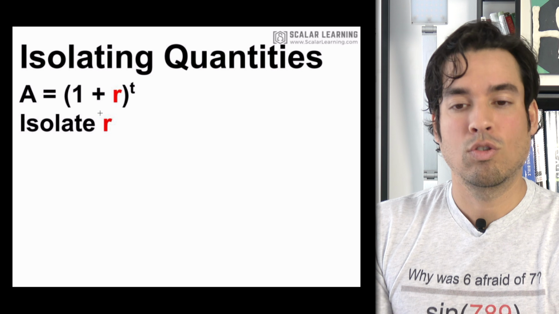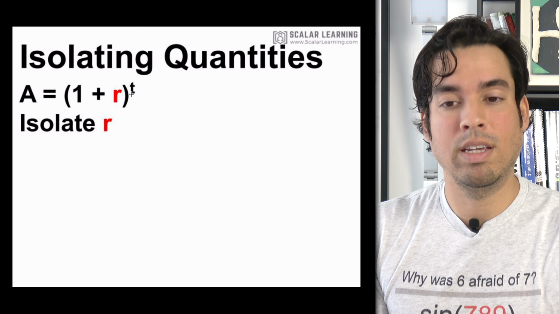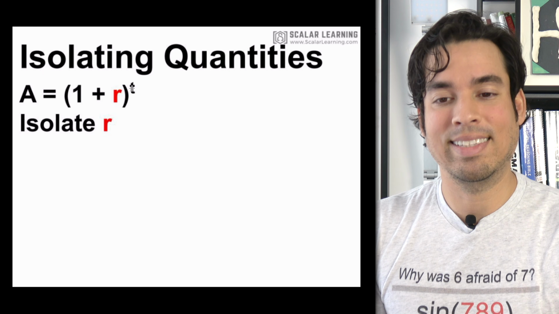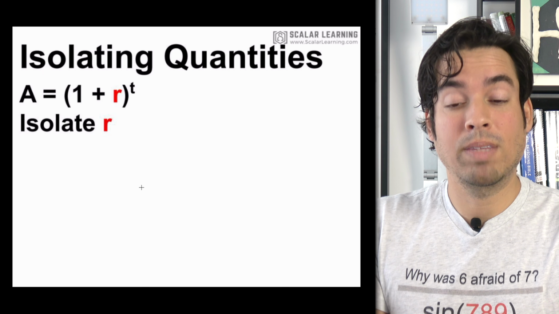So let's go through the process. So all we're going to do is we're going to first get rid of this t. Well, first of all, how do I do that? It's to the t power. So what's the opposite of taking something to the t power?